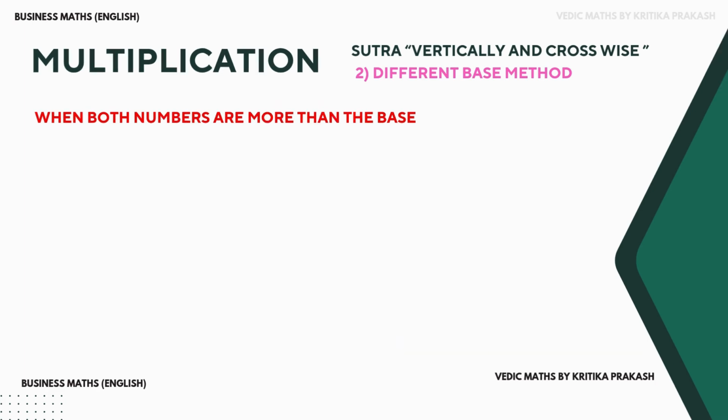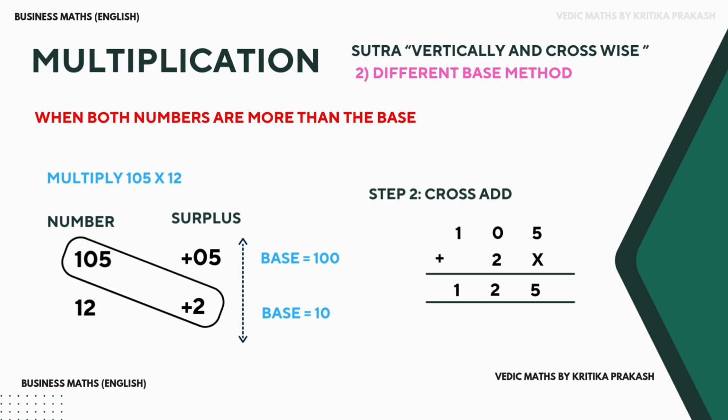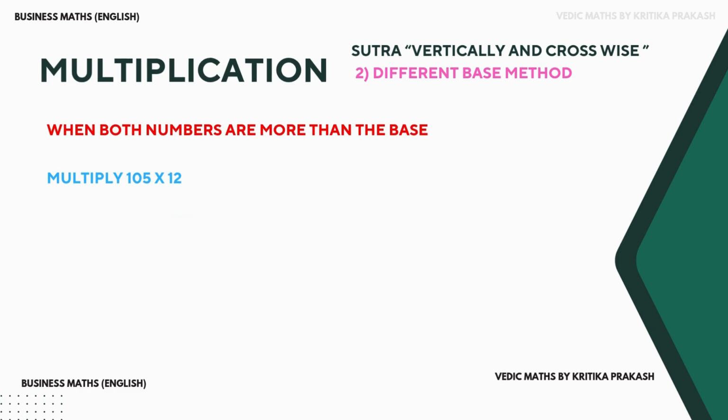Now let's refer to the multiplication calculation where both the numbers are more than the base. Solving a question of multiplication with 105 into 12, we would be writing the surplus values from the base and mentioning them on the right hand side. Next we would be cross adding both the values together and then we would be getting the answer 125. After cross adding the values, we would be multiplying the values of the surplus. So 5 into 2, we would be getting the value 10.